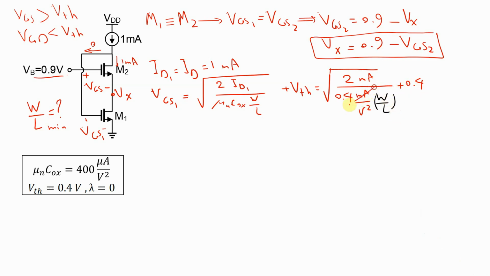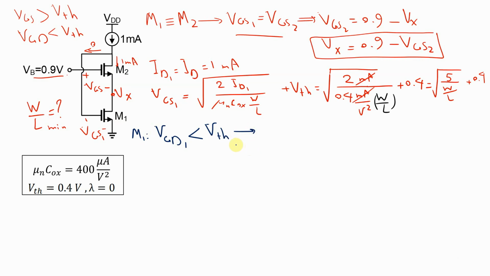So the milliamps cancel out, and with a little bit of mathematics you can say that this relationship is going to be the square root of 5 divided by W over L, plus 0.4. So this is a relationship for gate source voltage of 1 as well as gate source voltage of 2, because both of these are the same. Now I'm going to consider the gate drain voltage. Actually, there's a saturation condition for M1 and M2 separately. For M1, gate drain 1 has to be less than threshold voltage.